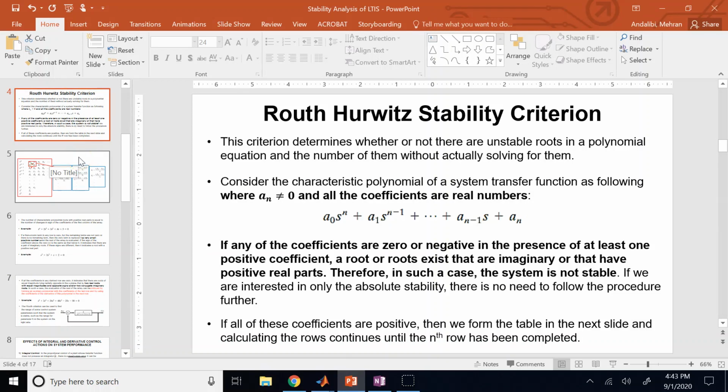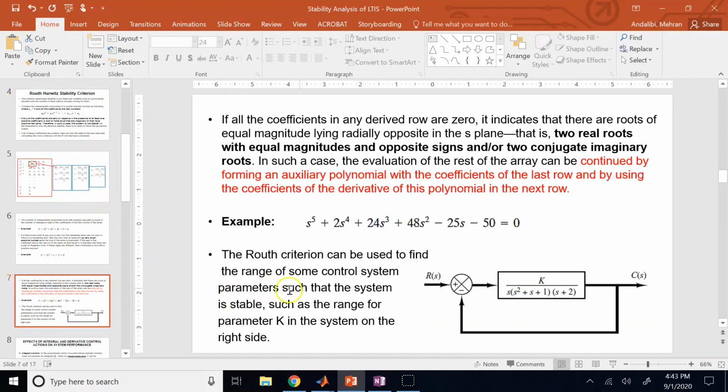So this is how we use this very important method, and it is capable, as I said, later when we design controllers, of telling us how much of a parameter we can choose, because controllers have parameters, okay? Like a PID controller has three gains, P, I and D gains. So we need to know what ranges of those parameters we can choose so that the system does not go unstable. How can we tell? This method can help us.